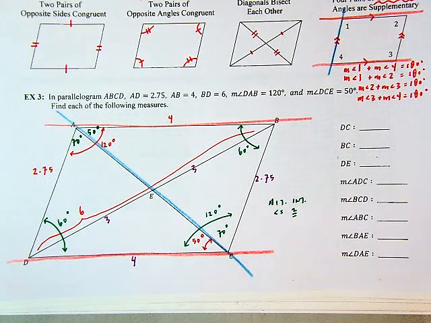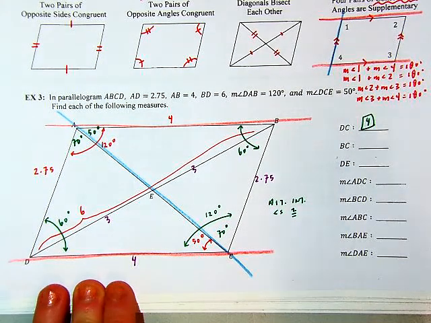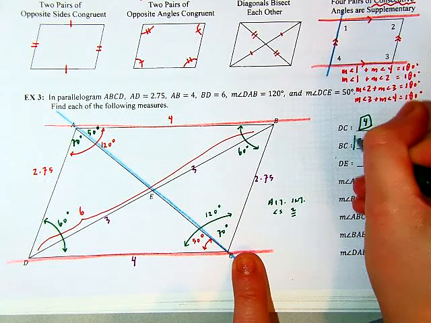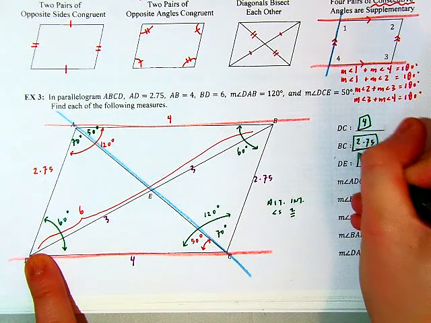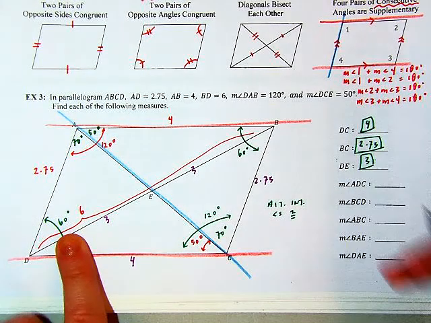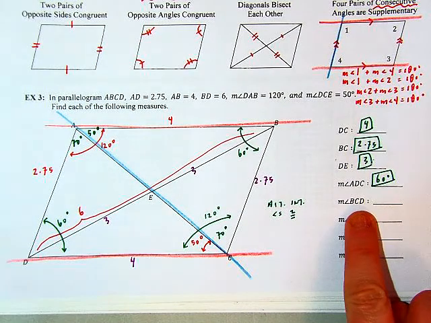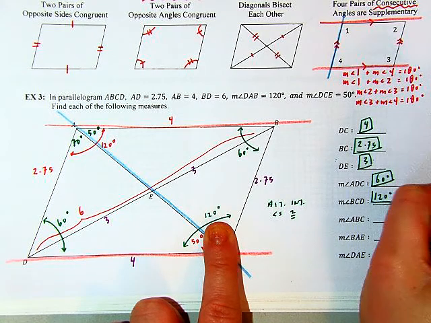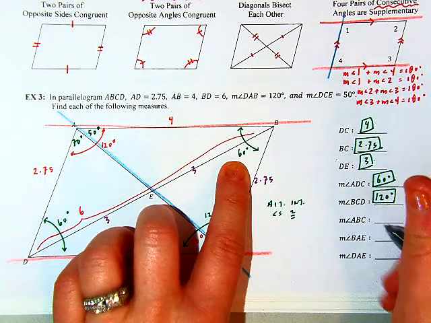So now filling in my gaps, DC has a measure of 4. BC here, 2.75. DE right here is 3. Measure of ADC right here is 60. A measure of BCD, so BCD, this full one is 120. ABC, that full one is 60.